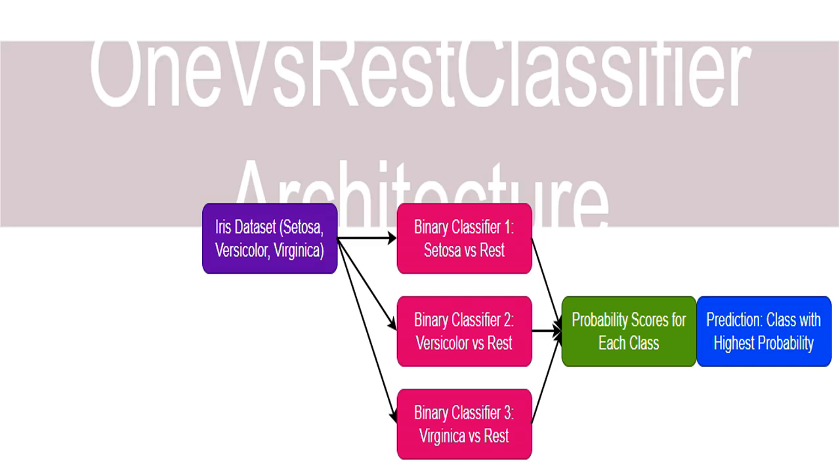It's a smart way to tackle multi-class problems by breaking them down into a series of simpler binary classification tasks. Think of it like this. Instead of trying to sort all the irises at once, we create separate sorting stations, each focusing on one type of iris against all the others.